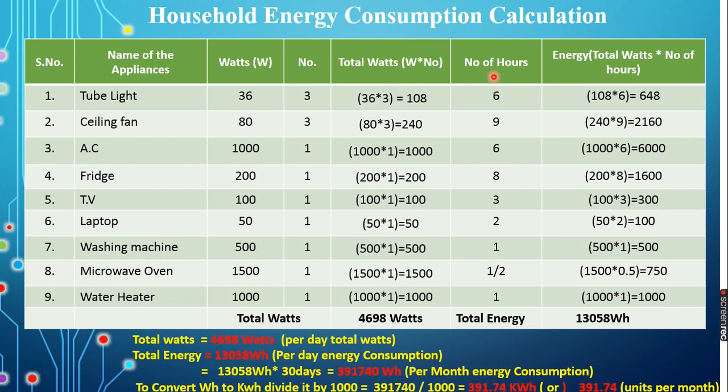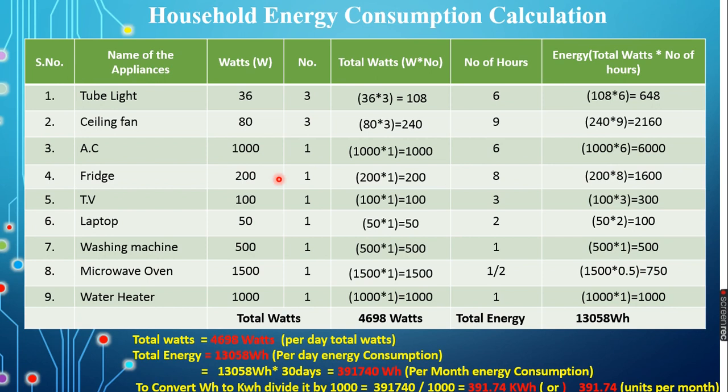And the next column is number of hours, how many hours the tube light will be used per day. That is 6 hours we are mentioning here. And in the next column we are going to calculate the energy. How to calculate the energy? For that, total watts into number of hours. Here the total watts we have calculated. In this column, total watts is 108 and number of hours is 6. So we are getting the total energy of around 648.